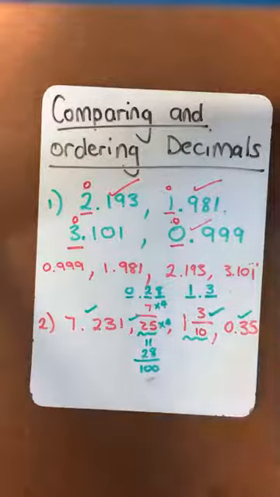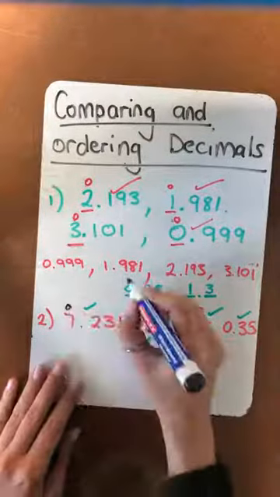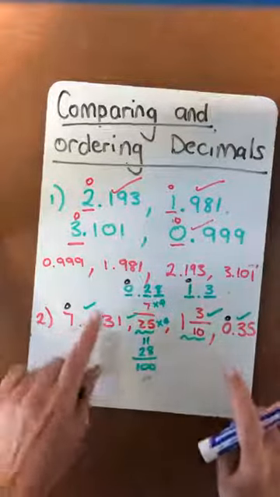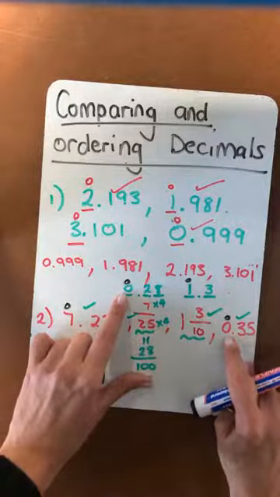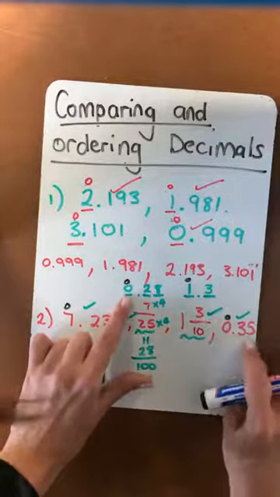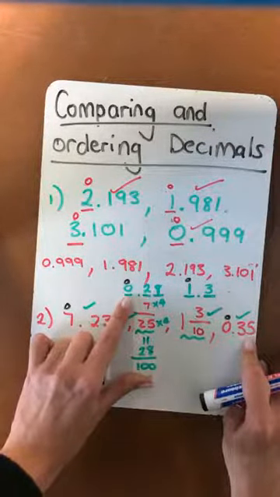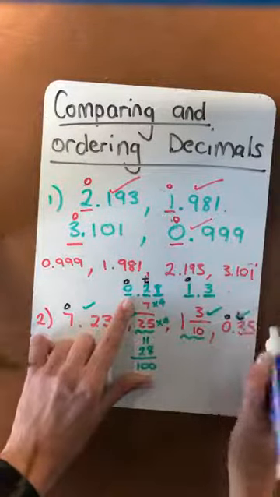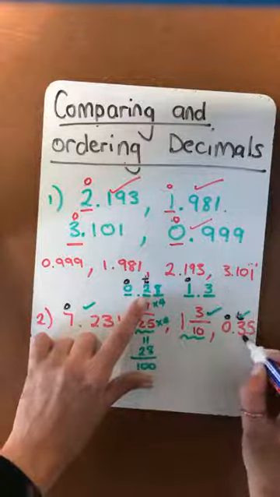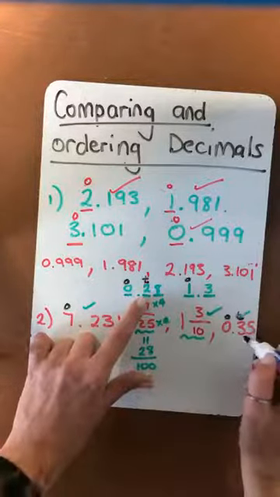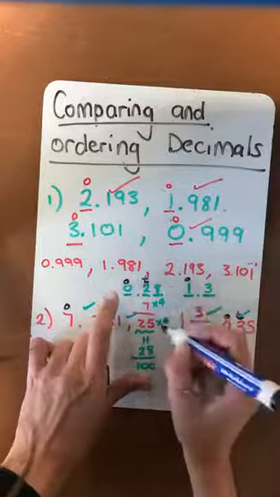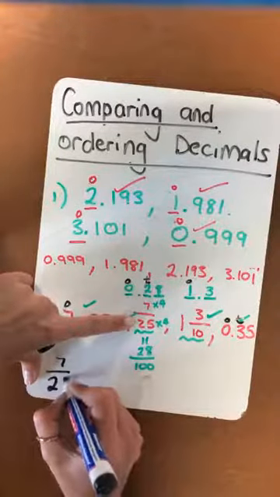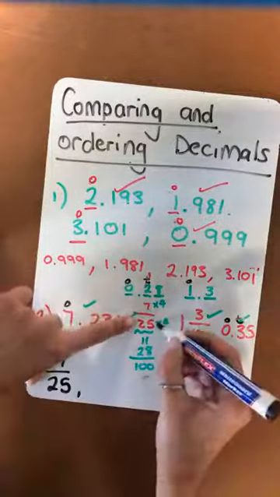I look first at all the ones columns. 1, 1, 1, and 1. Okay, here I have 0 and here I have 0. So these 2 are the smallest. To find out which is the smallest of the 2, I move on to the tenths column. Here I have a 2 and here I have a 3. 2 is smaller than 3, which means that this one is the smallest, and that means that 7/25 is the smallest.